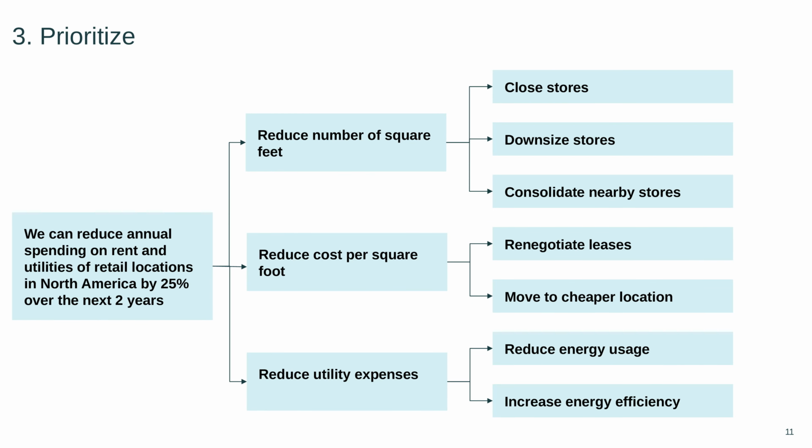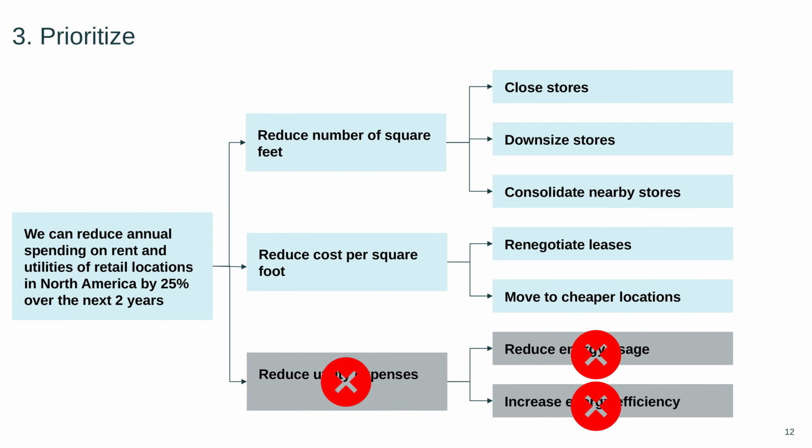When we look at our hypothesis tree, we decide to deprioritize decreasing utility expenses because it's unlikely that a lot of savings lie there. We find out that our client would prefer not to outlay any capital expense to unlock the savings, so that rules out store consolidation and moving to and setting up new locations.